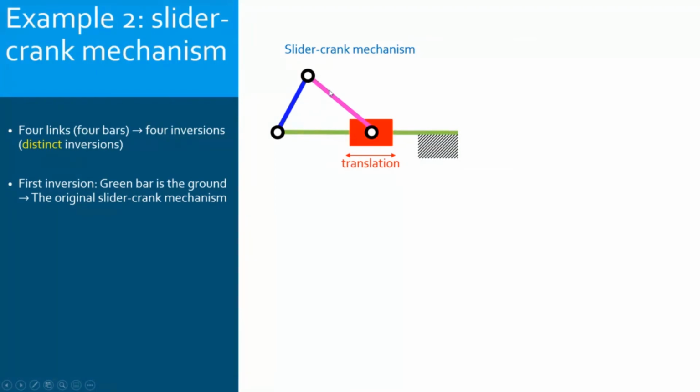The pink or magenta bar here is the coupler, the bar connecting the crank with the slider, and it will have a general motion. When we say mostly in the literature a slider crank mechanism, we mean this inversion. We mean that the bar along which the slider is translating is the ground.